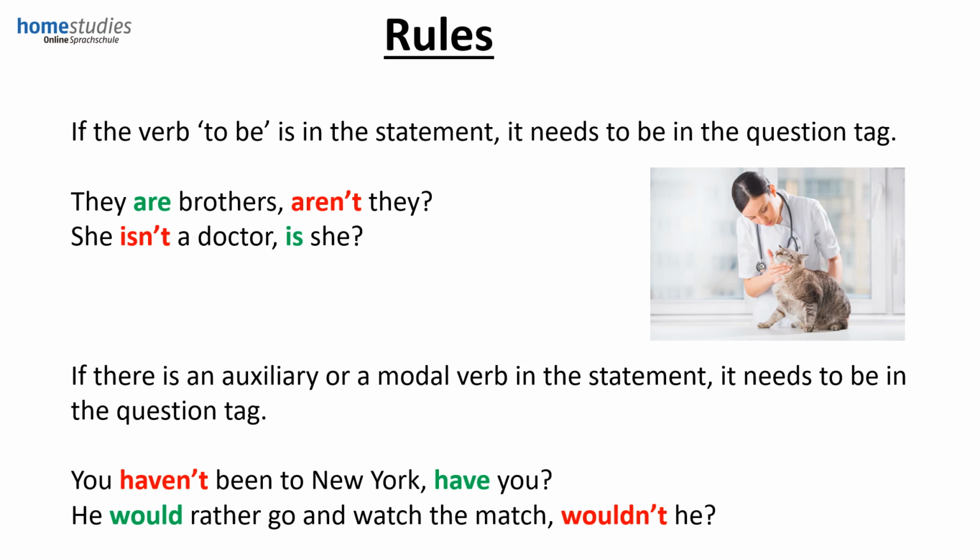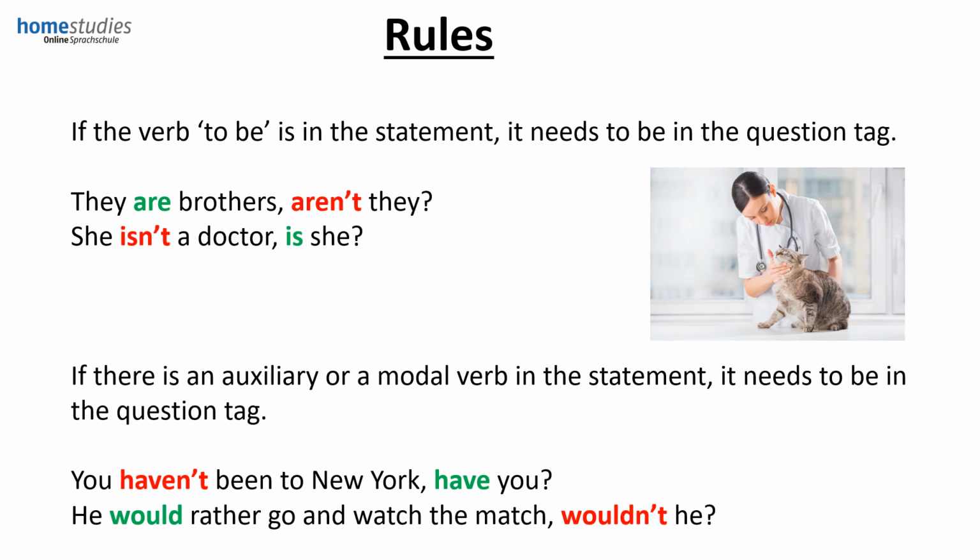And another rule to remember, if there is an auxiliary or a modal verb in the statement, it needs to be in the question tag. So for example, you haven't been to New York, have you? So here, the first part, the statement, is negative, but the question tag is positive. And another example, he would rather go and watch the match, wouldn't he? Positive statement, negative question tag.